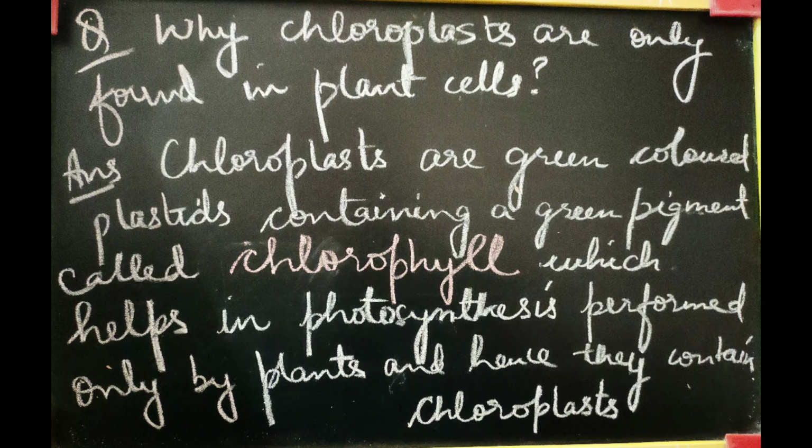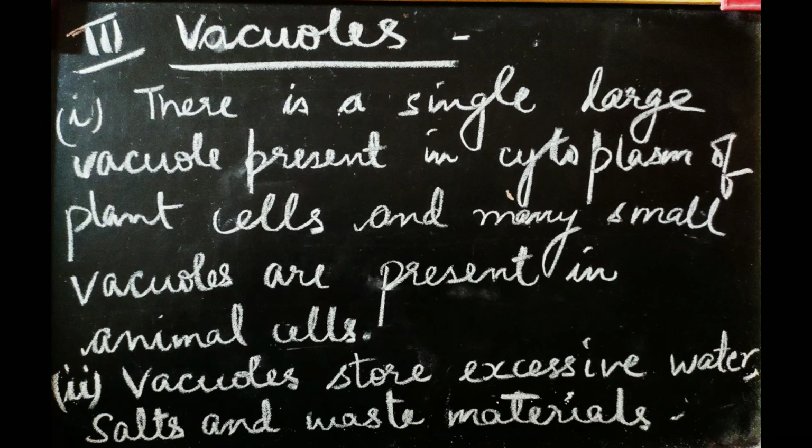So the answer is that chloroplasts contain chlorophyll, which helps in photosynthesis, and this process only takes place in plants. It does not take place in animals. So since photosynthesis takes place only in plants, chloroplasts are present only in plant cells and hence absent in animal cells. Let us now discuss the next cell organelle, that is the vacuole.